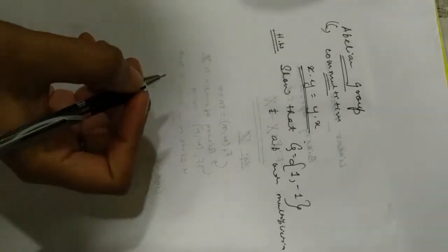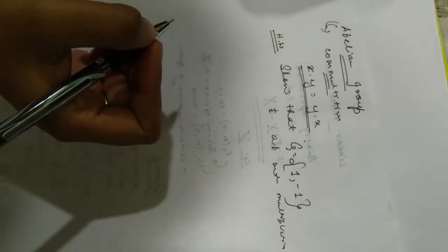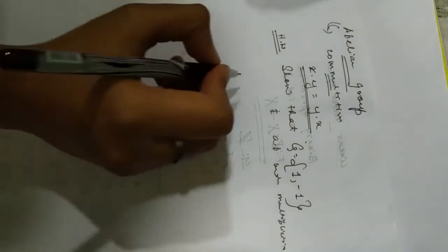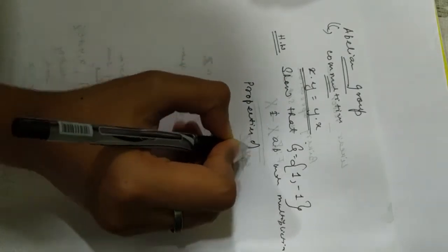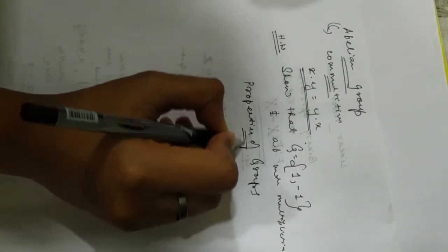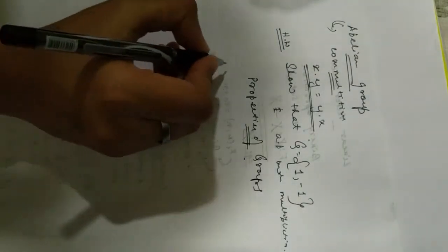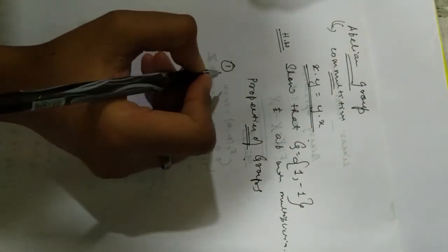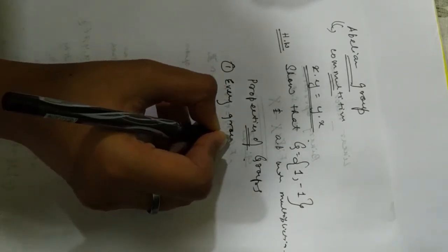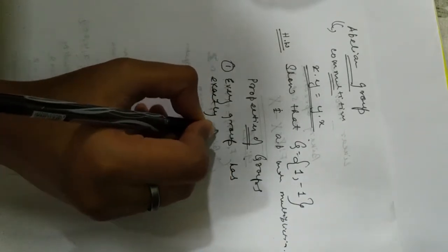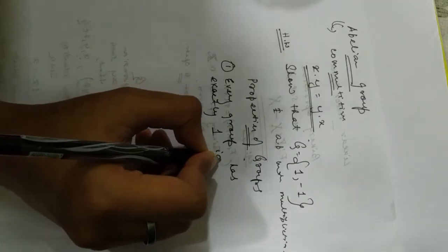Now we have to see a few basic properties of groups. Let's look at the basic properties of groups, okay? Properties of groups. Firstly, like I have said, every group has exactly one identity element.